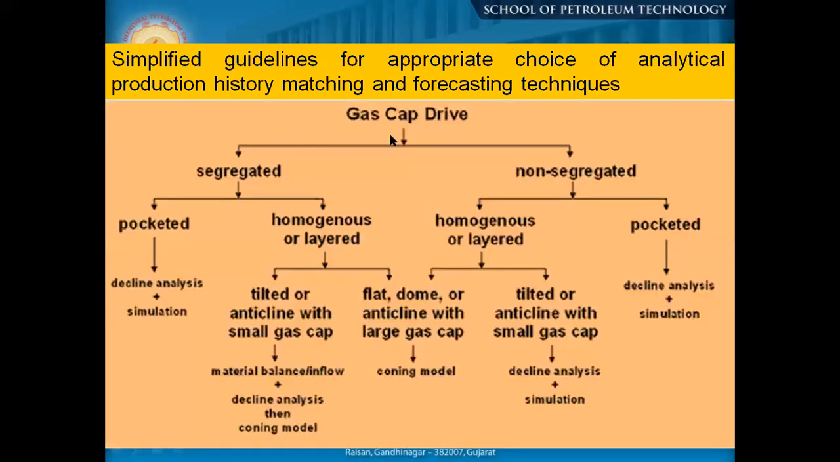Then if you have a gas cap, depending on your situation, the guideline is whether it is a segregated gas cap or a non-segregated gas cap. If it is a non-segregated gas cap, you can understand it by different means. It's a simulation model. You may have material balance, decline curve analysis. Then you can use the Koenig model also to understand how the reservoir is actually helping.